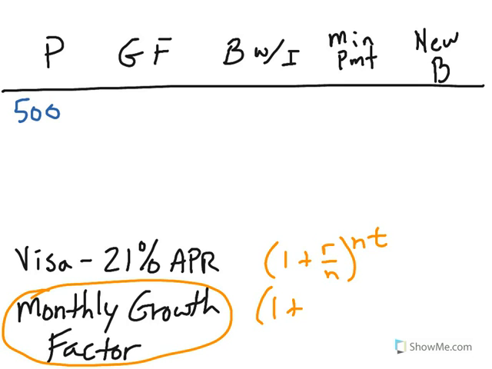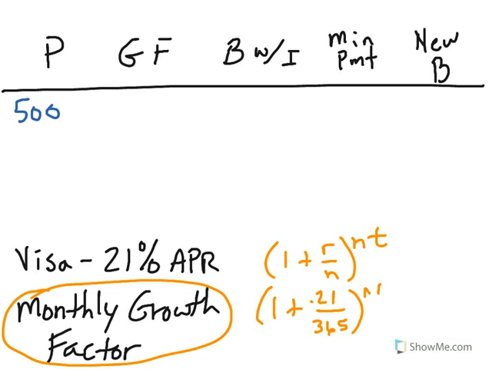1 plus, my interest rate is 21%, so I'm going to put 0.21. It's important you have that decimal. I'm going to put 365 for n because credit cards are recompounded every day on a daily basis. So that means every single day they take a little piece of that 21% and they add that interest in, and it helps them grow faster and faster over time.